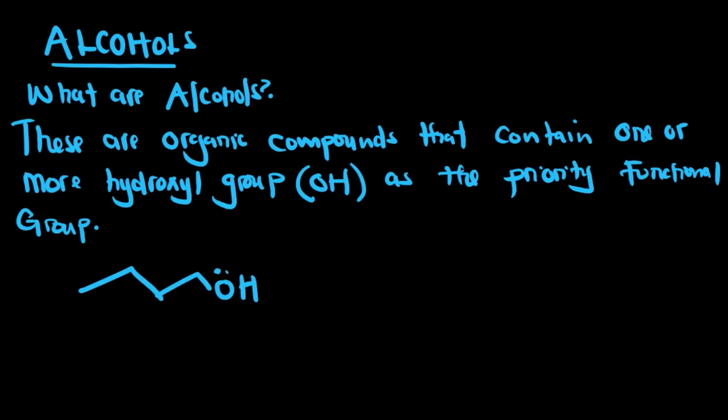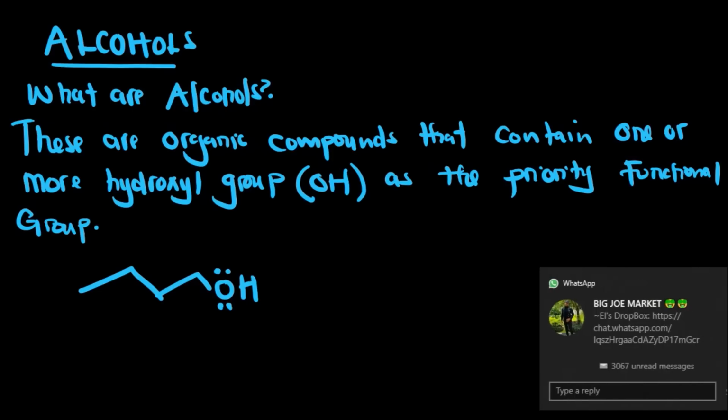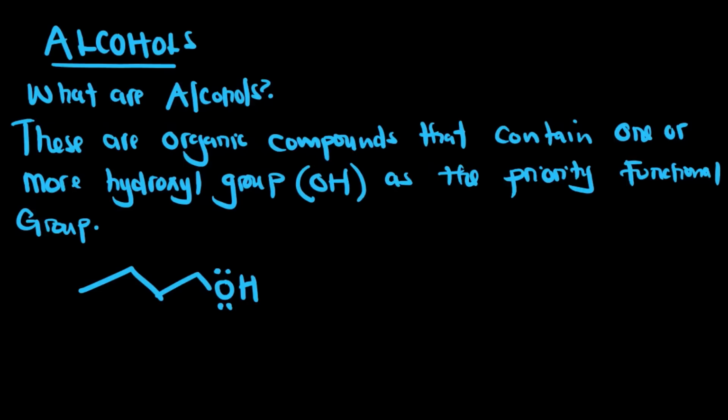What you need to know is that the oxygen on an alcohol has lone pairs of electrons. These lone pairs are the ones that function mostly in the chemical reactions of an alcohol. They act as bases and they also act as nucleophiles. So it's very important that you understand that.